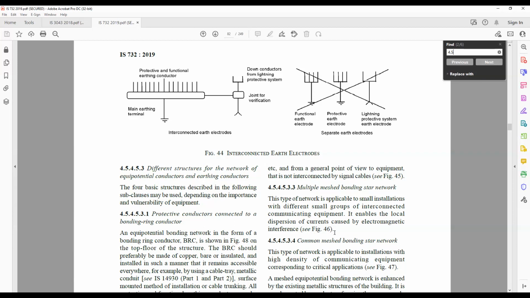Okay, but in a 3-phase system, it was suggested earlier to provide double earth. So will the earth electrode be a double electrode or single?